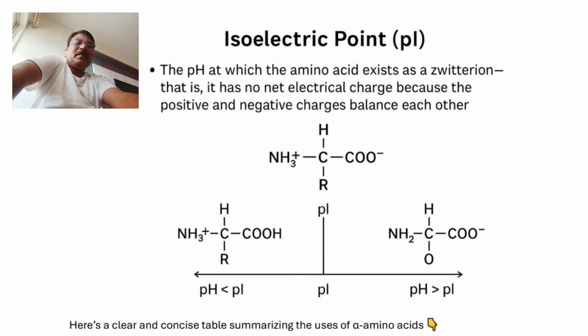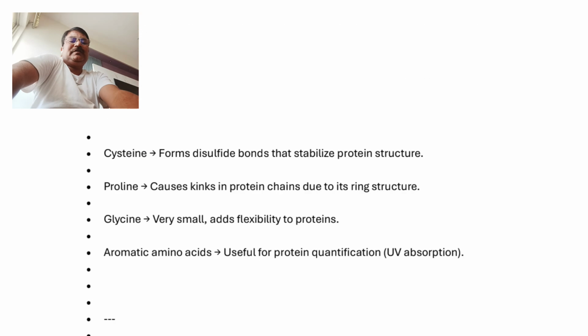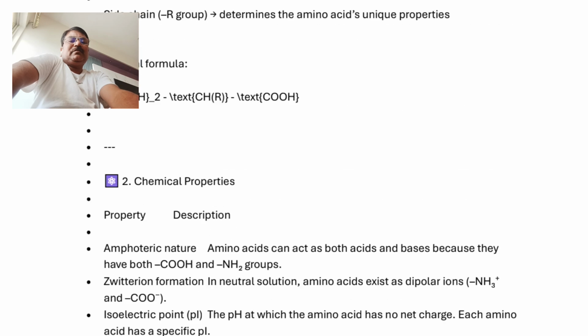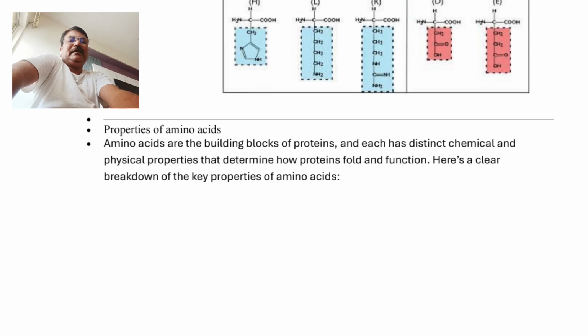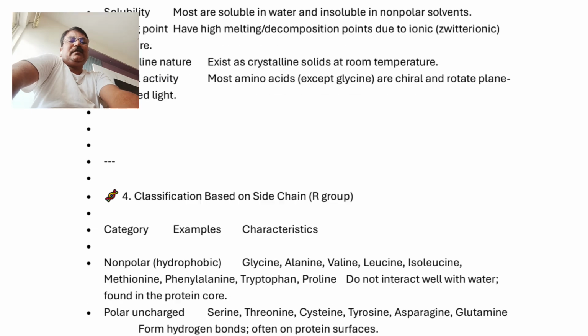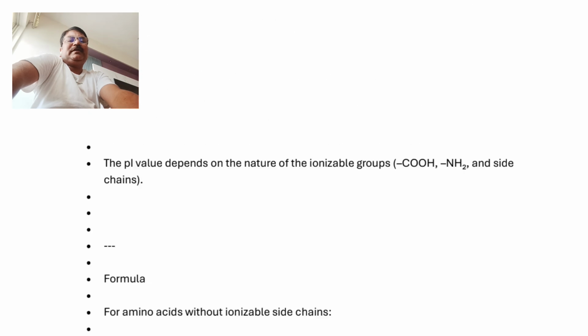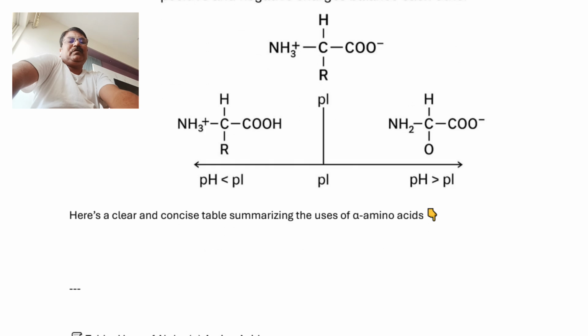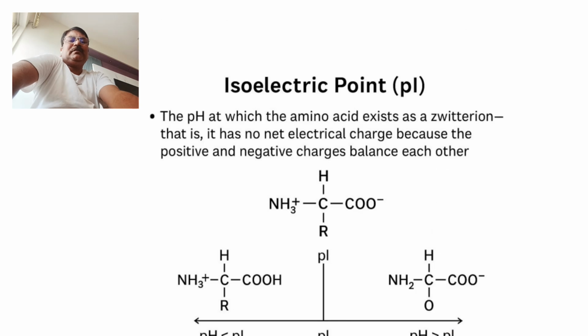So in this short video we have studied the physical properties of alpha amino acids, the chemical properties of alpha amino acids, and the isoelectric point. The important point is what the isoelectric point of an amino acid is. Remember the chemical properties, physical properties, and all these properties of the alpha amino acids. Okay, we will see the rest of the part in another lecture.